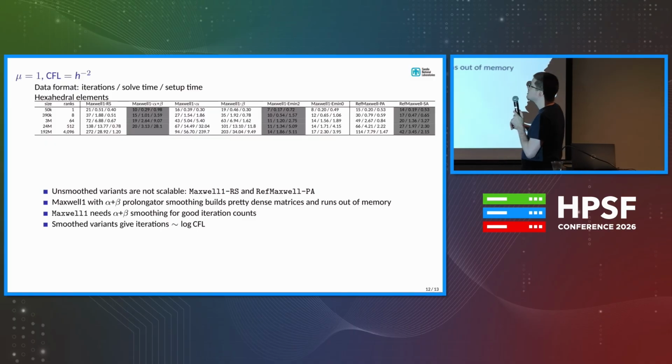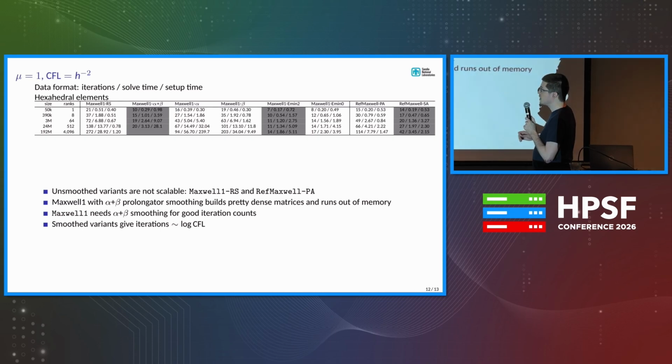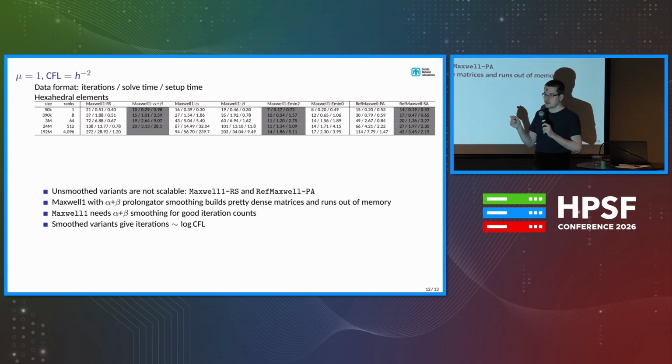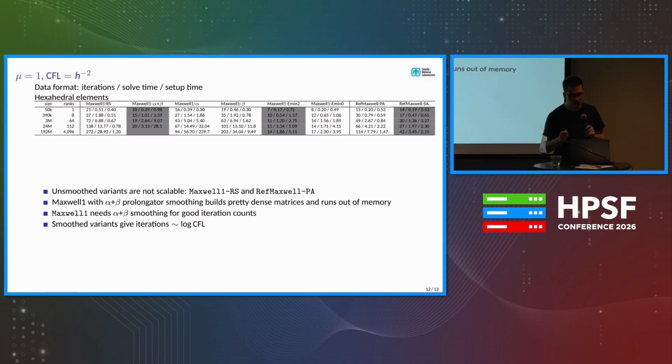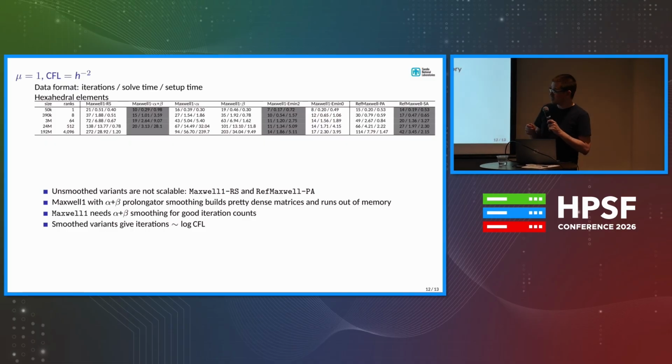The smooth variants generally seem to scale pretty well. So we get iteration counts that more or less scale with the logarithm of the CFL number. So that's pretty good.